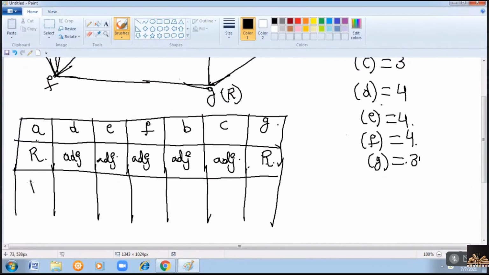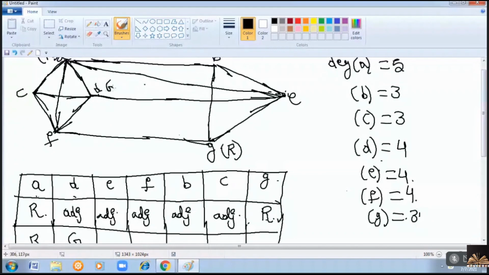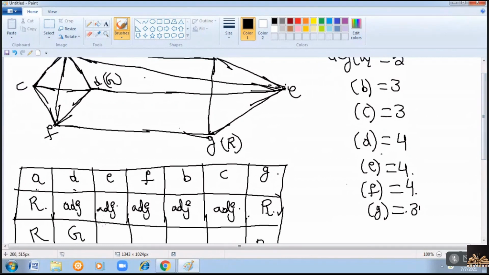So, A and G are already colored. Now, consider this vertex D as a new vertex. Color the first vertex with a new color. So, let me color D with G, the green color, right? Now, move down the list. Identify the vertices which are not adjacent to this colored vertex, and they can be colored with the same color.